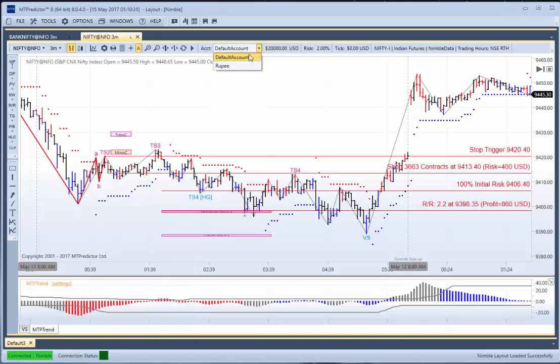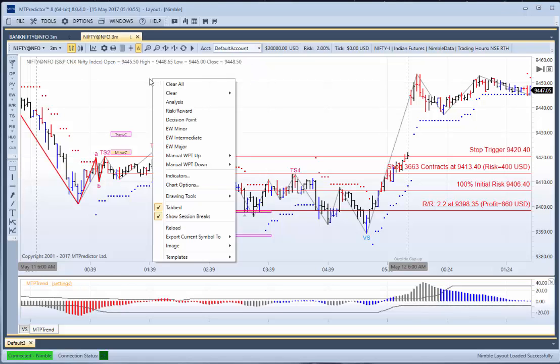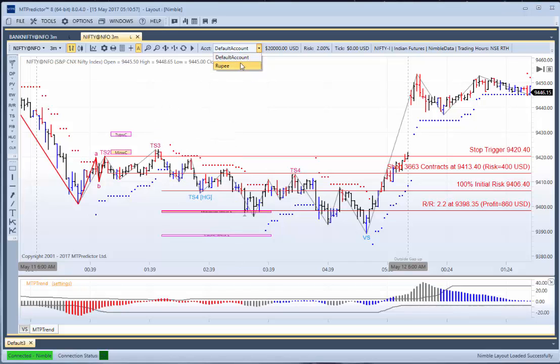Let's change the account to rupees so we can see our position sizing in rupees. You can set this up for different currencies, so even if you're in the US, you can have your position sizing in dollars, even though the Nifty is denominated in rupees. You can set up this for different currencies as you wish. So let's go back to rupees.